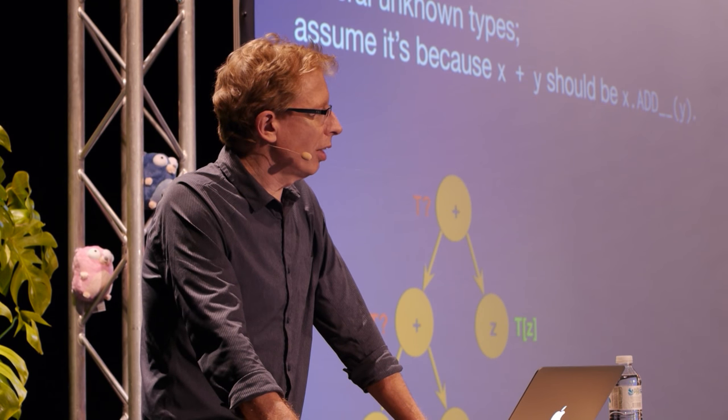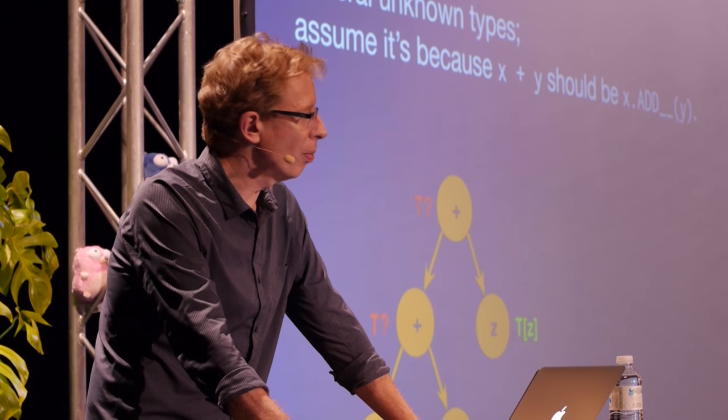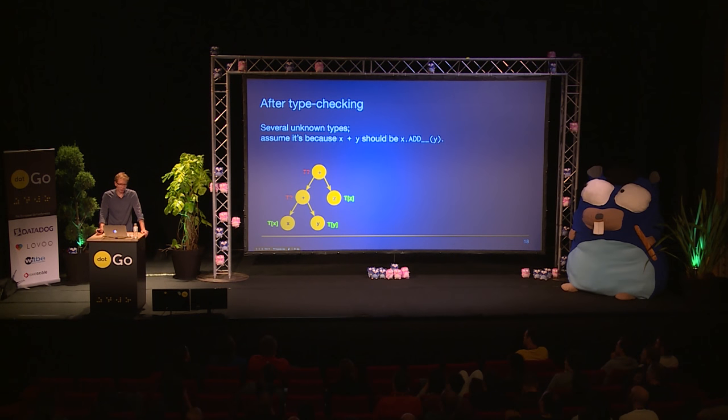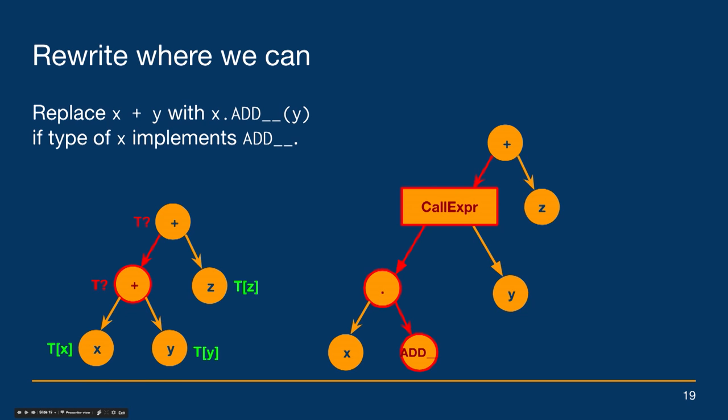So now we could go ahead and change the type checker, but we really don't want to do this. It's probably the single biggest and most complicated library in the standard library. It's a complex beast. We really don't want to touch it. Instead, we just make an assumption. This is a prototype. We want to keep it cheap and simple. So the assumption that we're going to make is that these errors are due to the fact that these pluses should have been rewritten. So let's just rewrite where we can.